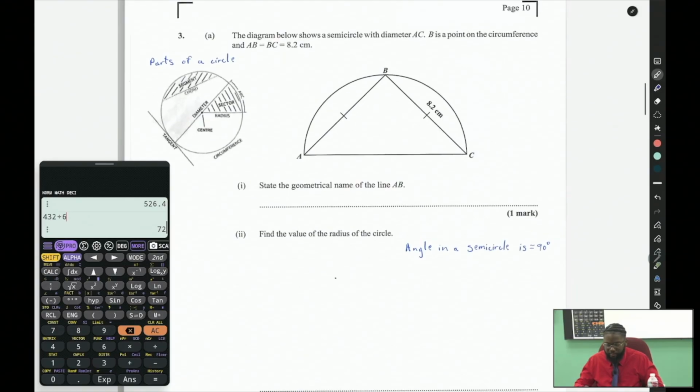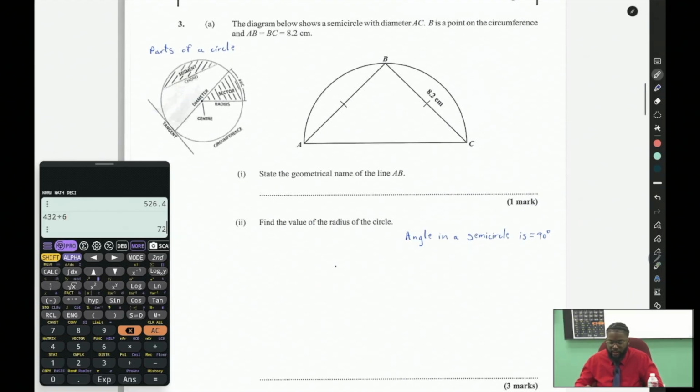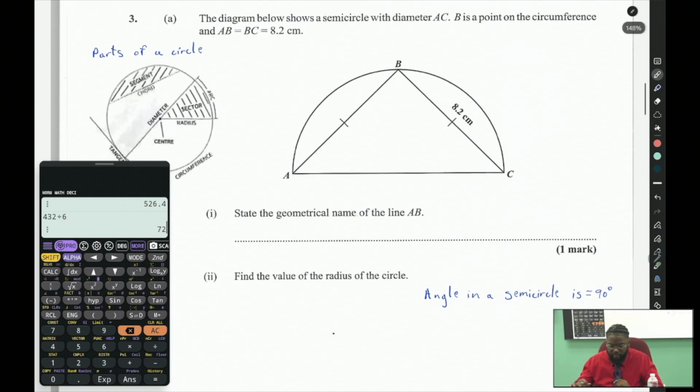So now we move on to question 3. The diagram below shows a semicircle with diameter AC. B is a point on the circumference, and AB equal BC is equal to 8.2 centimeters. All right. And over here I have a little diagram to help in the remembrance of parts of a circle.